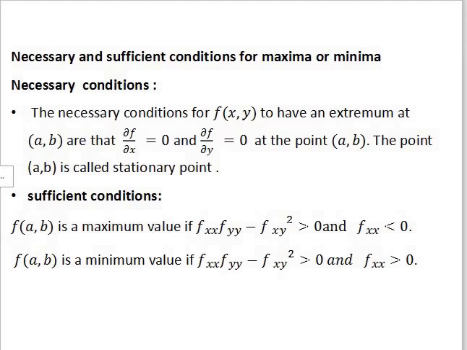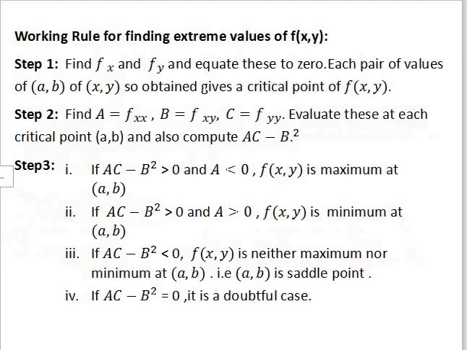F of a comma b is a minimum value if dou square f by dou x square times dou square f by dou y square minus dou square f by dou x dou y whole square is greater than 0, and dou square f by dou x square is greater than 0.